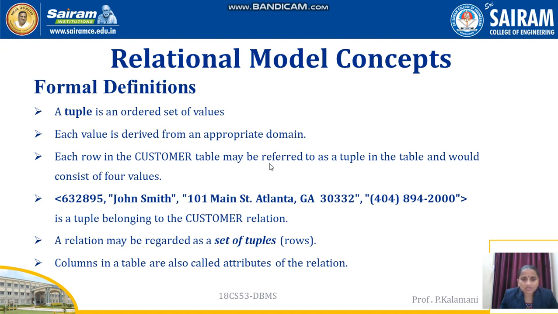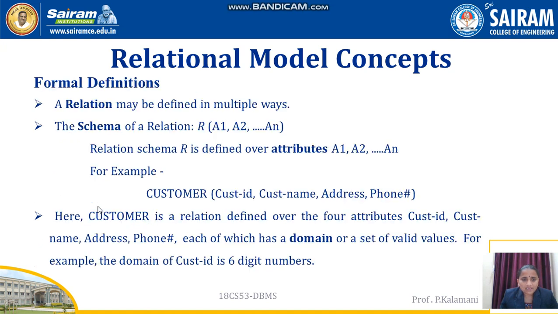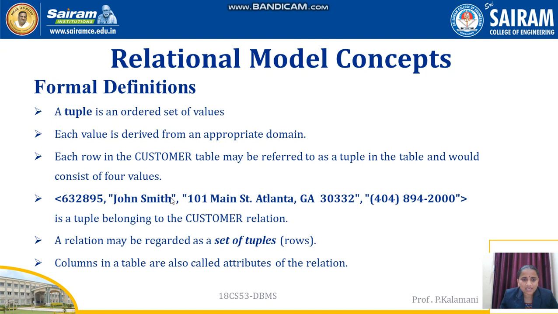Each row in the customer table may be referred to as a tuple in the table and would consist of 4 values. Each tuple will consist of 4 values. That is, here we have specified customer ID, name, address, phone number. Okay, 4 values will be there. So the relation may be regarded as a set of tuples. Each relation is called a set of tuples or rows. Columns in a table are also called attributes of a relation.